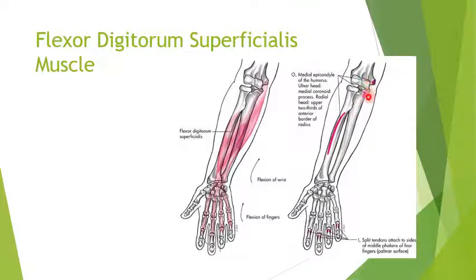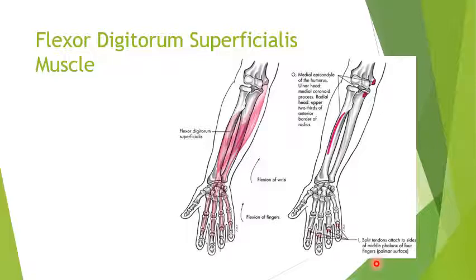Medial epicondyle of the humerus, ulnar head, medial coronoid process, radial head, upper 2/3 of the anterior border of the radius. So you actually have two different heads to the origin here. The insertion, it splits into tendons and attaches to the side of the middle phalanx of the four fingers, on the palmar surface. So phalanges 2 through 5.